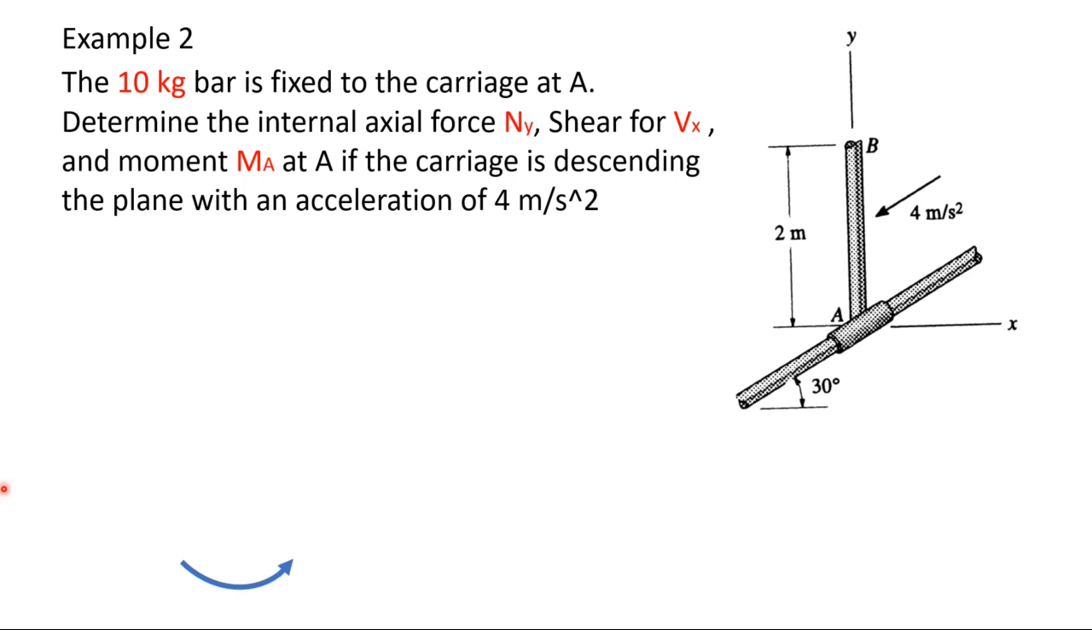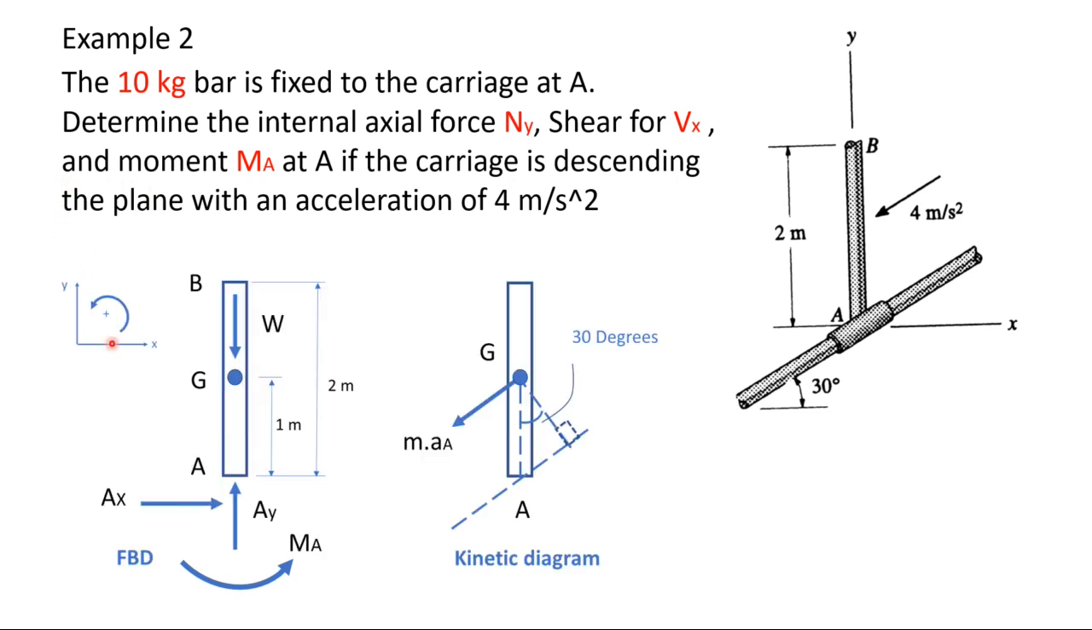First, I'm going to show you the free body diagram and the kinematic diagram for this scenario. You will see that we're going to consider this the x-axis, this the y-axis, and rotation around the z-axis. The free body diagram is just the bar, with the center of gravity in the middle. The total length is 2 meters, which means it's 1 meter from point A to point G.